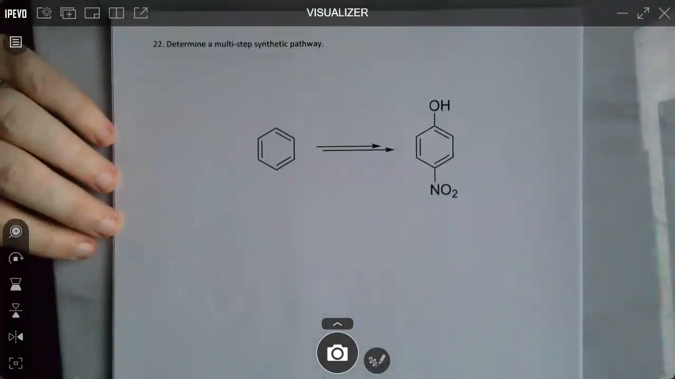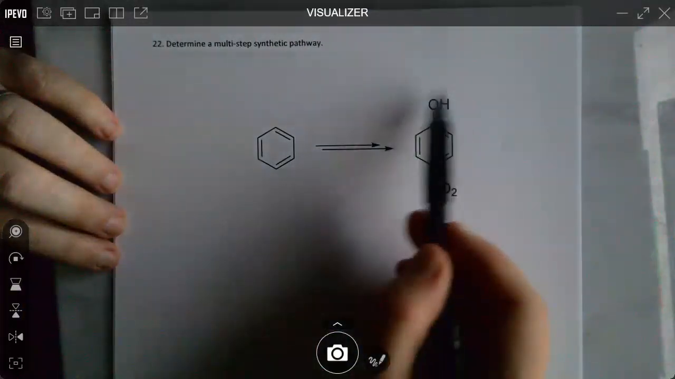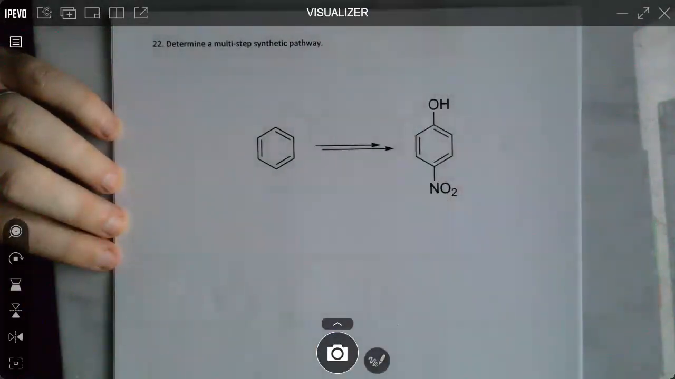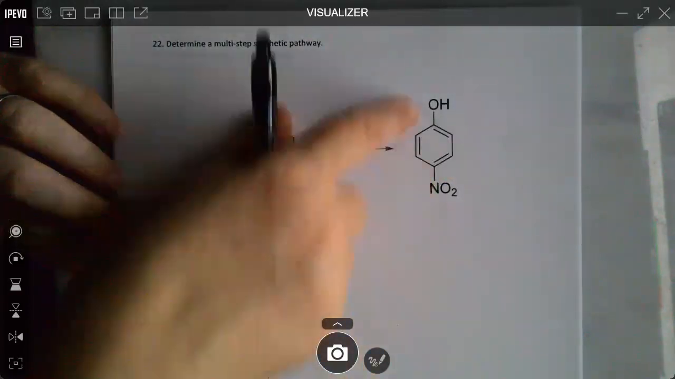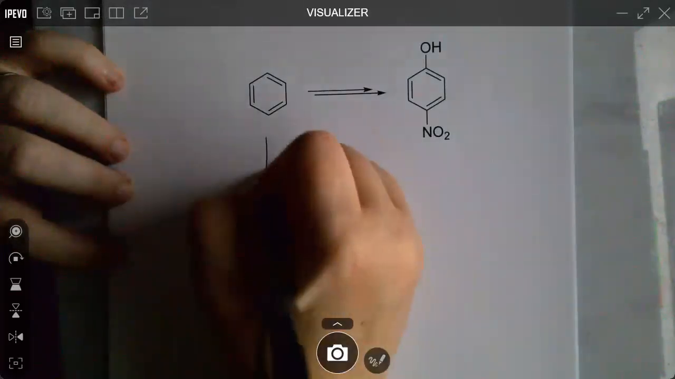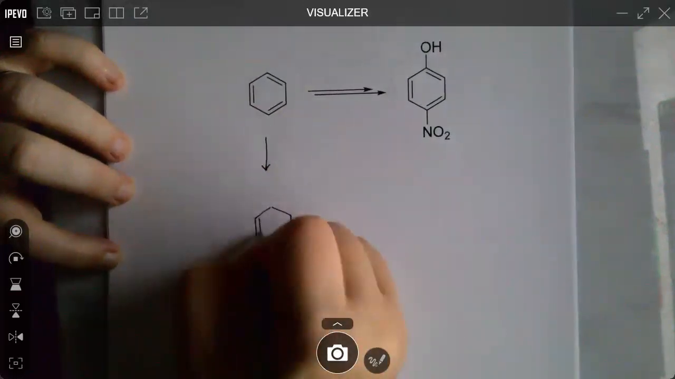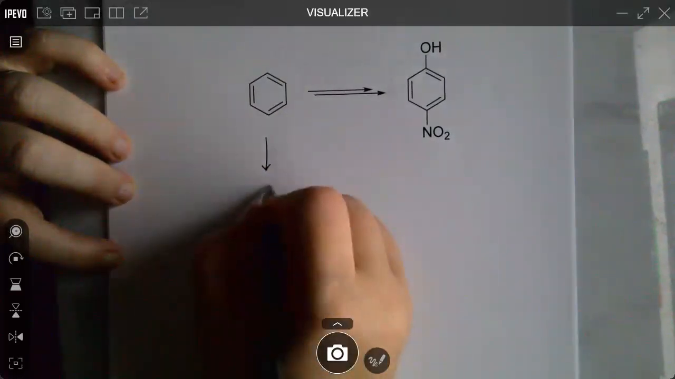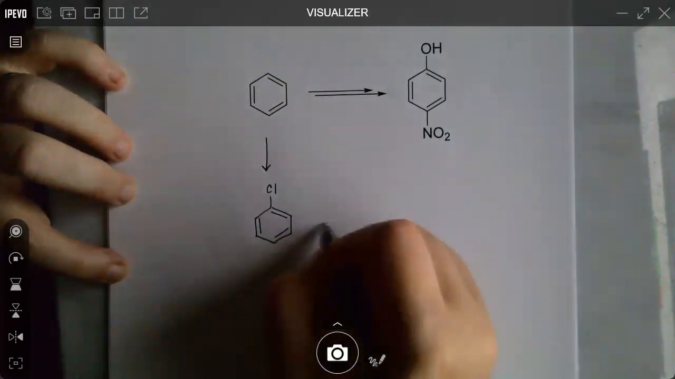Determine a multi-step synthetic pathway. So from benzene, we can only access this OH group through a nucleophilic aromatic substitution reaction, which needs to have the nitro group either ortho or para to the leaving group. So the best pathway would be to introduce the chlorine or bromine, so whatever leaving group you're going to use, first. Use this to direct the nitro group para.